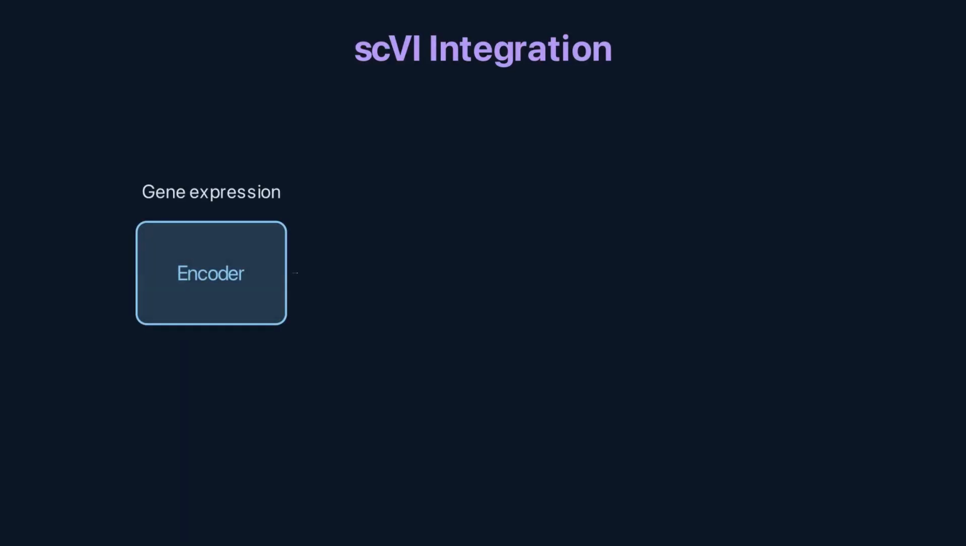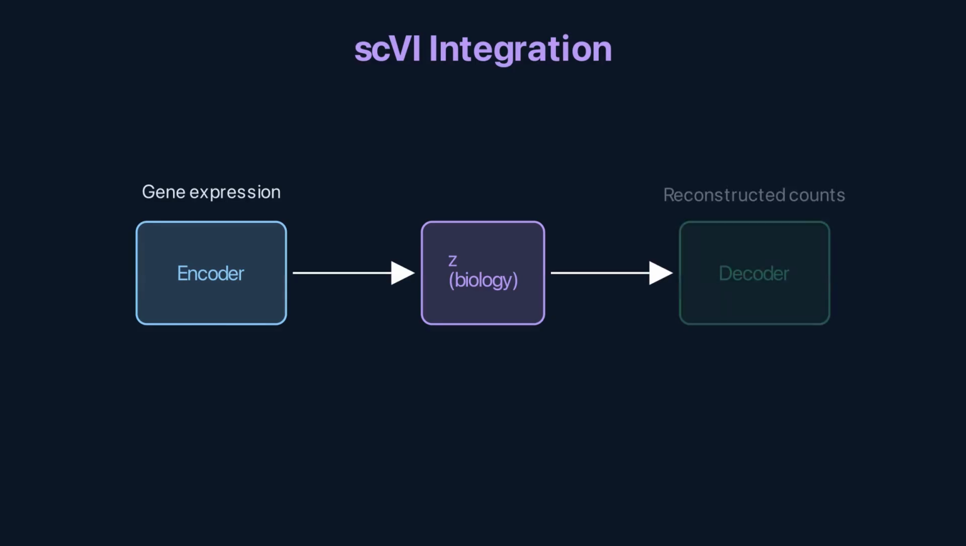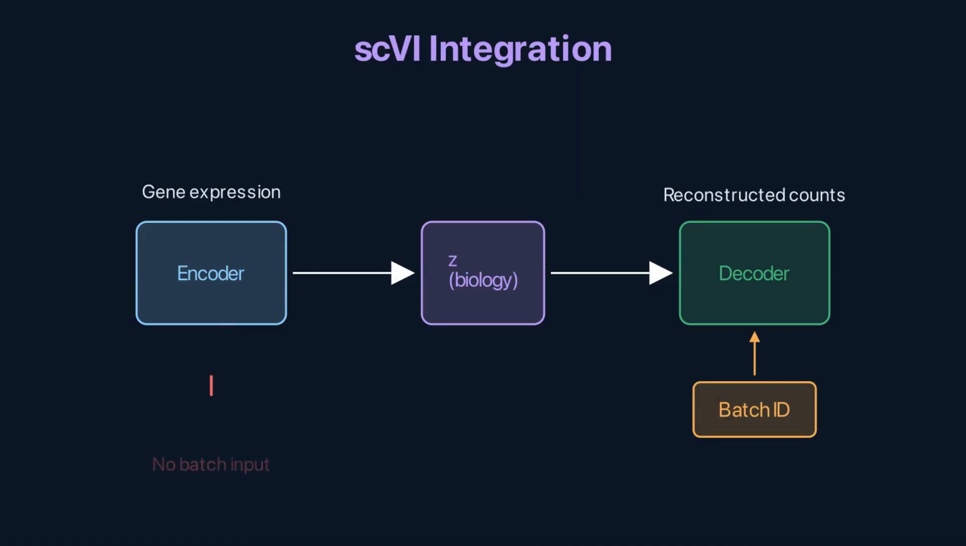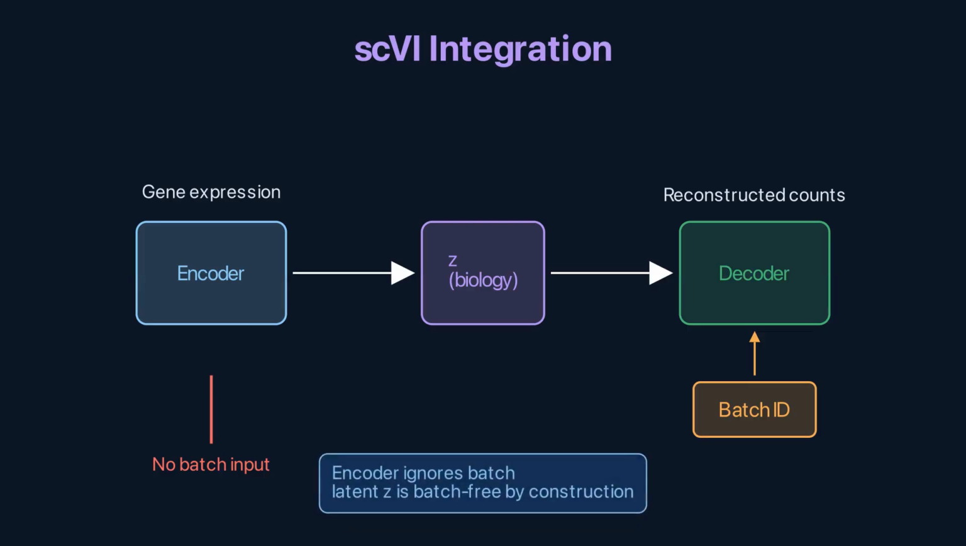scVI handles batch through the generative model, the hidden orchestra. The encoder maps gene expression to a latent space Z. Batch identity is fed to the decoder as a one-hot covariate, but not to the encoder. The encoder never sees which batch a cell came from. It must encode only biological variation into Z. The decoder uses both Z and batch to reconstruct the gene expression, learning how batch affects the counts. The latent space Z is batch corrected by construction.